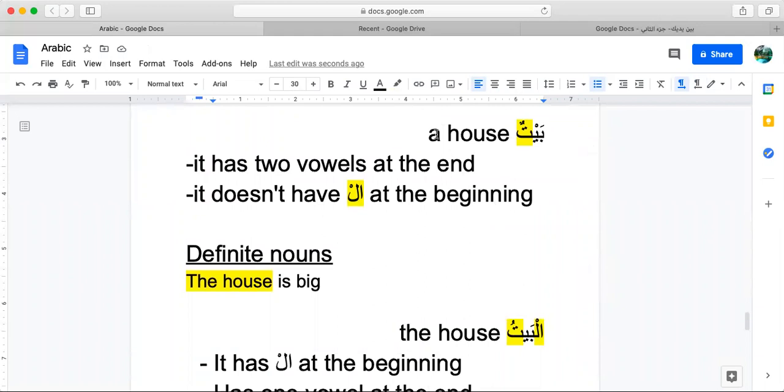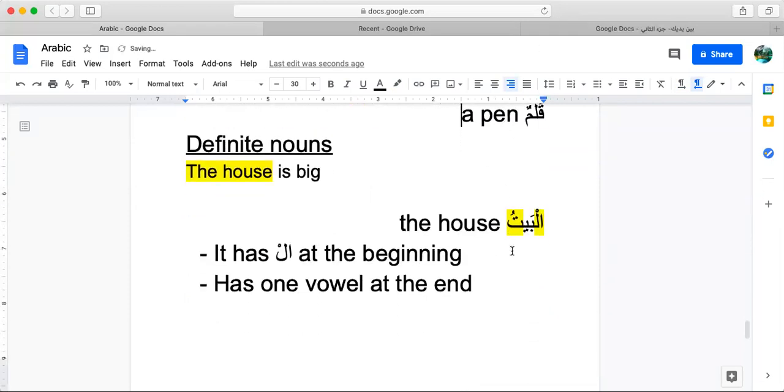If we give more examples, so for example, for indefinite, we'd say qalamun. What does that mean? A pen. For definite, what would we say? The pen. So how do you do that? Al qalamu. The pen. Okay.